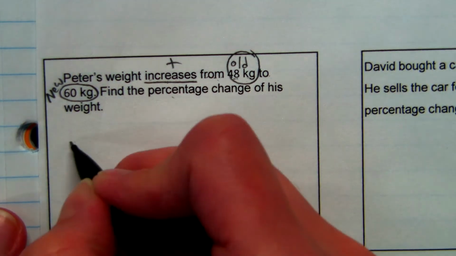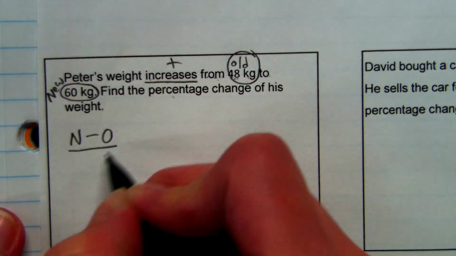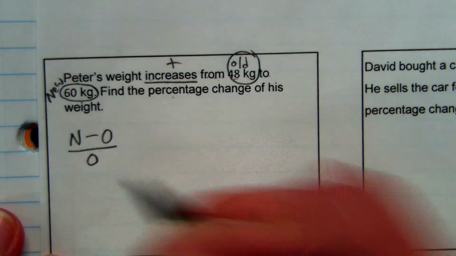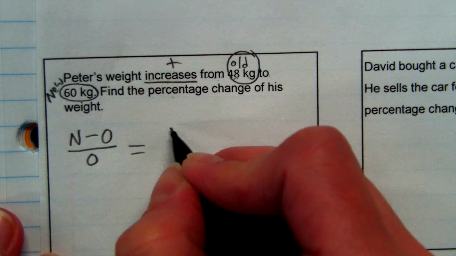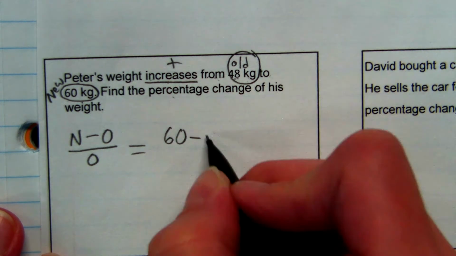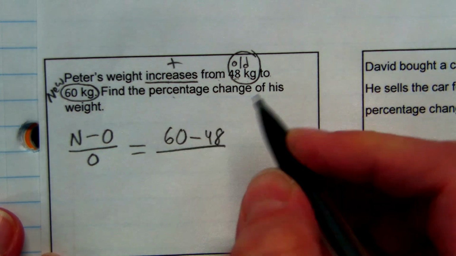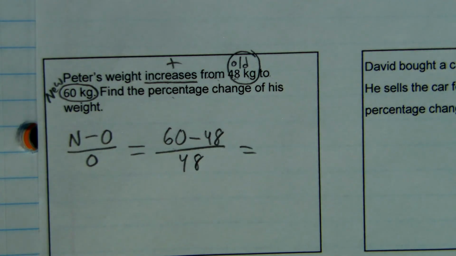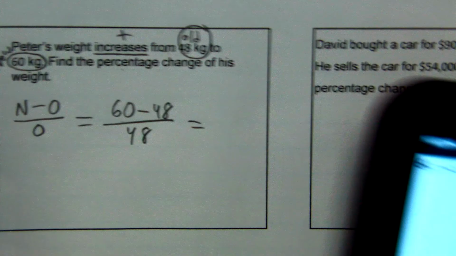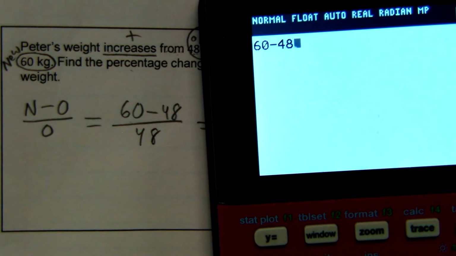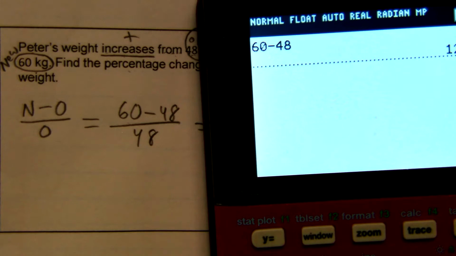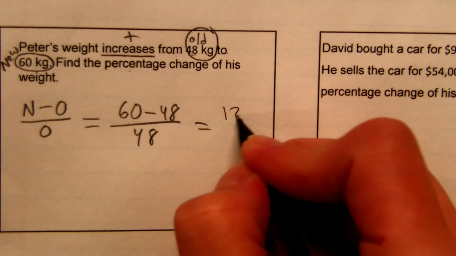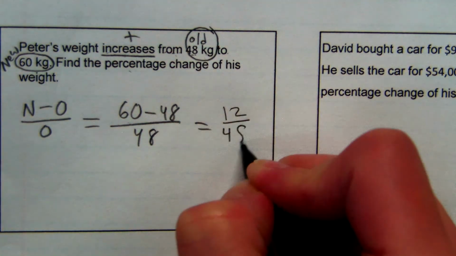So remember, we're going to do new minus old over old. I'm just going to give you a shortened version. So the new is 60, minus old is 48, and then we'll divide by the old, which is 48. So you do this top part first, 60 minus 48. I'm going to do that on my calculator. 60 minus 48, so I'll show that on the screen. I'm doing 60 minus 48, and I get 12. So the top of my fraction is 12, and the bottom is 48.